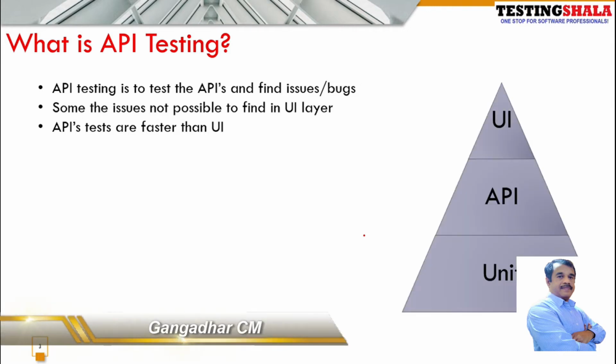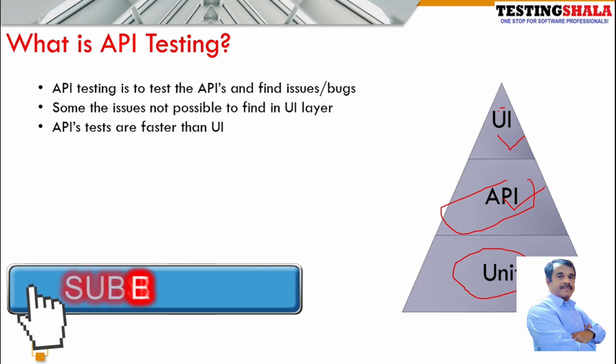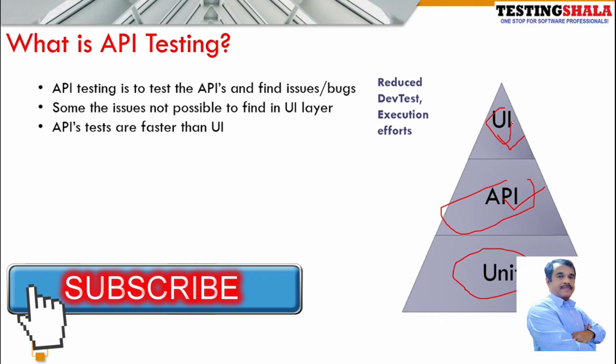You can see in this picture the overall different types of testing which we normally perform: unit testing, API testing and UI testing. This is the way we should do different kinds of testing, because we have to do more unit testing all the time, then API testing, then a little UI testing. That is the new trend which is happening.